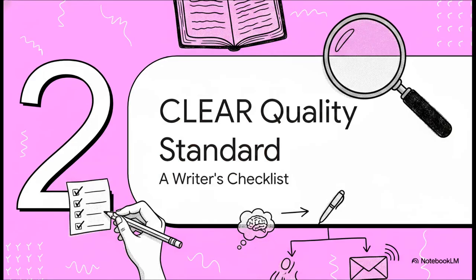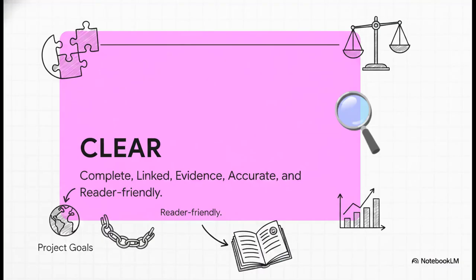Moving right along to Section 2, the clear quality standard, a writer's checklist. I want you to keep this acronym, CLEAR, in your head as your ultimate quality standard for literally every document you submit. Your report has to be complete, meaning absolutely zero required sections are left blank. It must be linked, so every single activity ties directly back to a project goal. It needs evidence. We're talking hard numbers and facts here, not vague feelings. It absolutely must be accurate, reflecting totally honest data straight from the field.